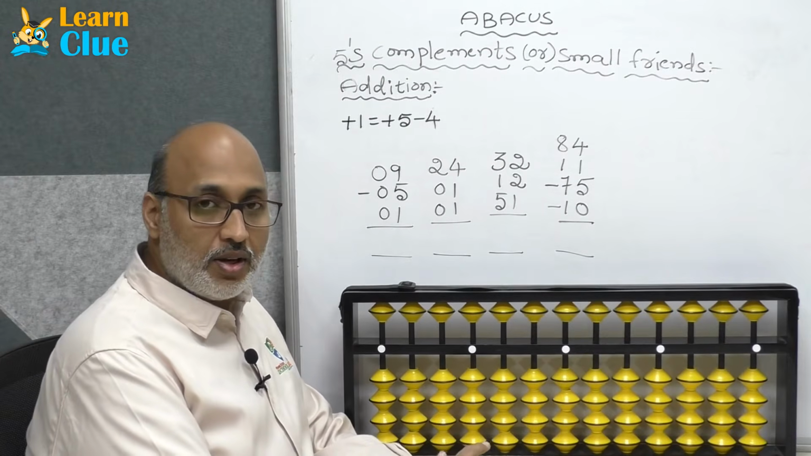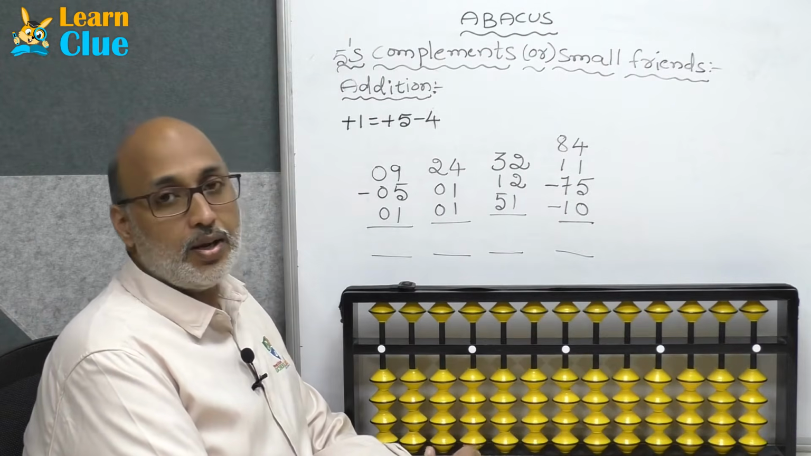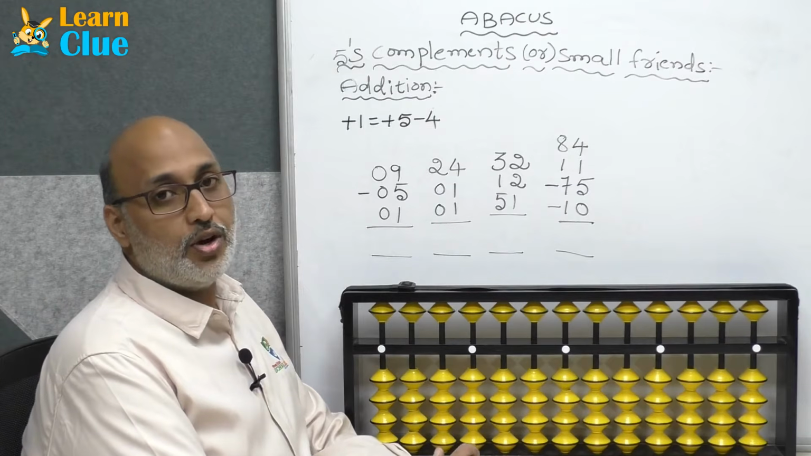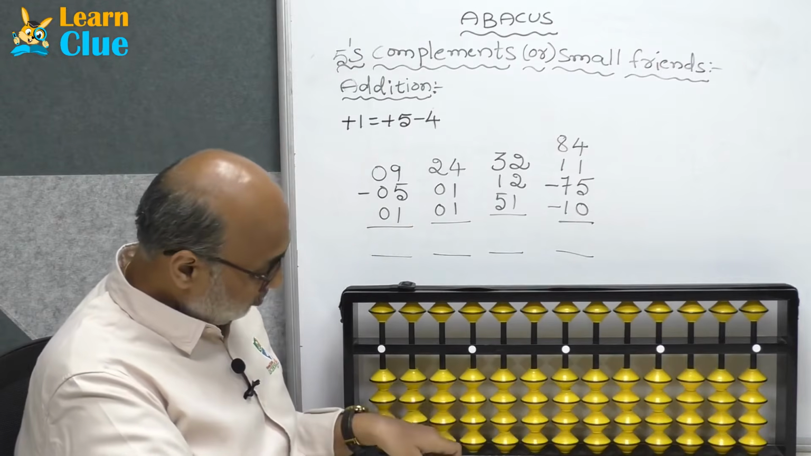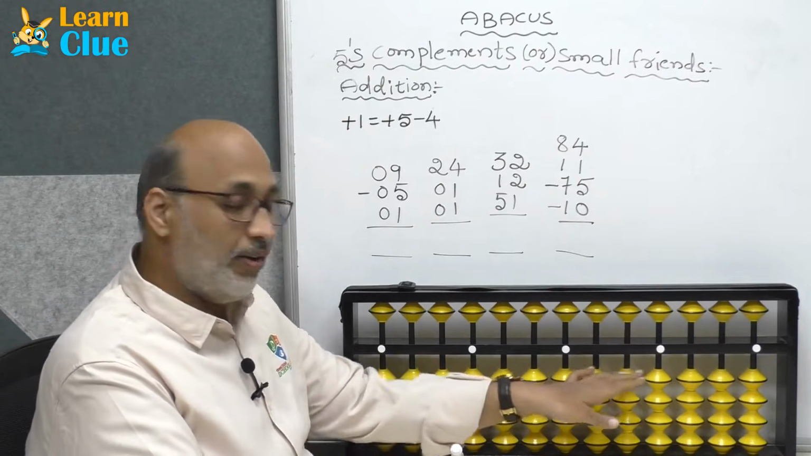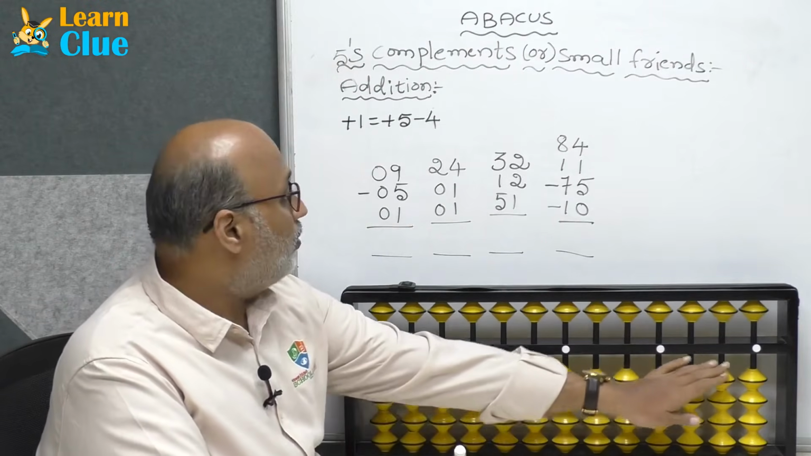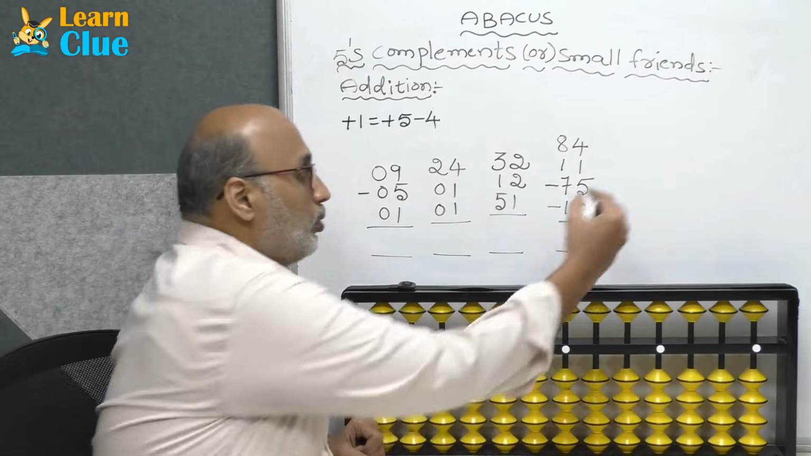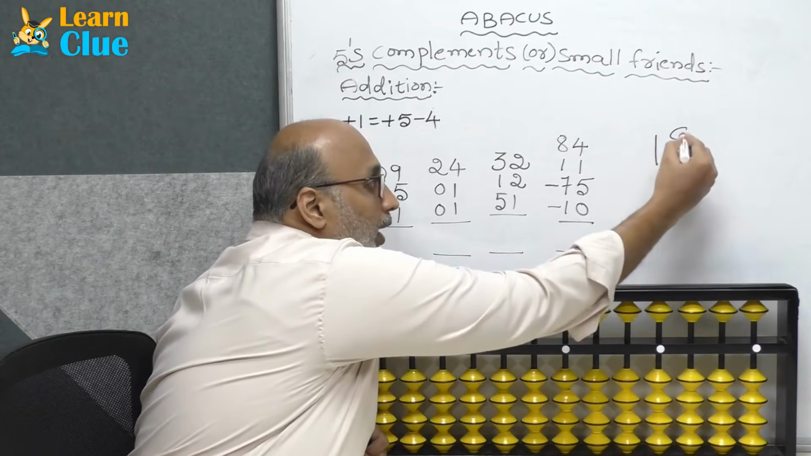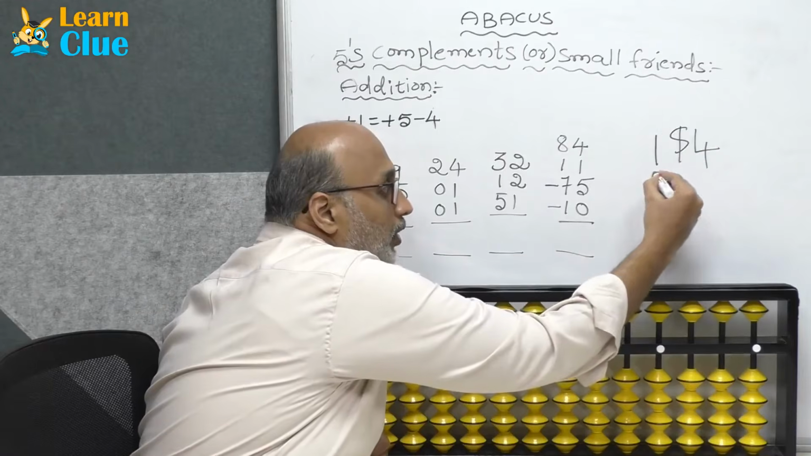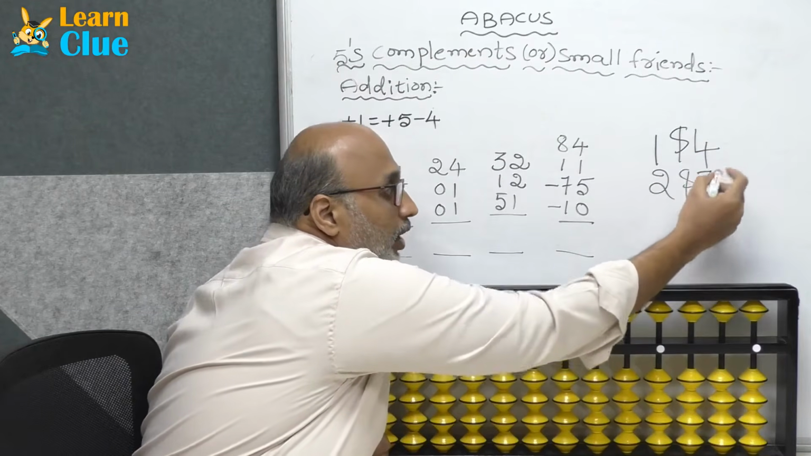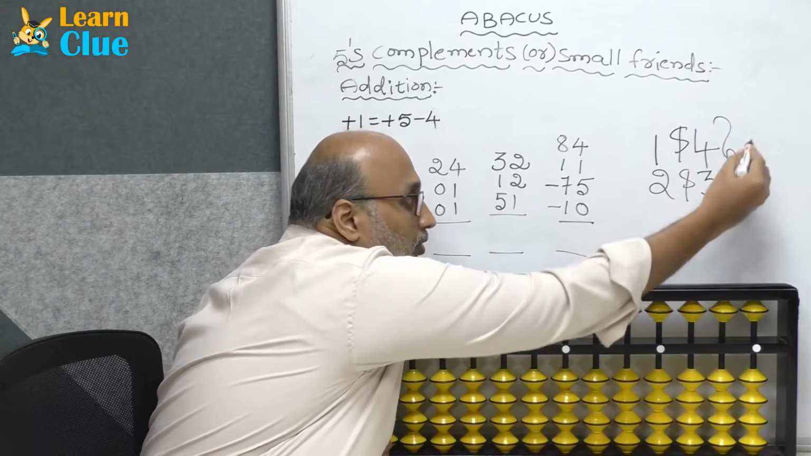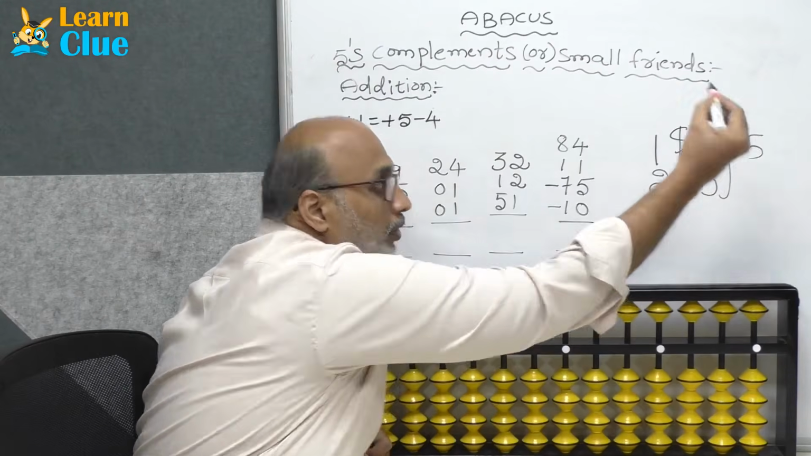Hi students, now we are going to see problems in addition of 1 in 5's complements. As we have learned, who are all the friends group? 1 and 4 are friends, 2 and 3 are friends. The common friend is 5.